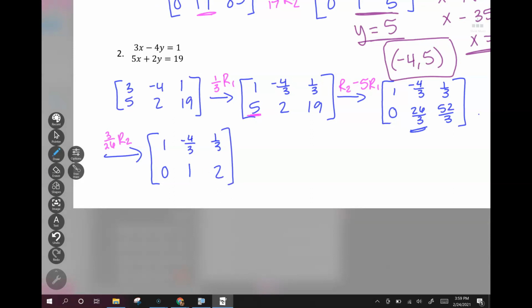All right, and now it's in row echelon form. So we've got x, y, our constant, x plus y equals our constant, and so we've got y equals 2. And so then we'll use our first row, which says x minus 4/3 y equals 1/3. And we're going to plug in our y to solve for x.